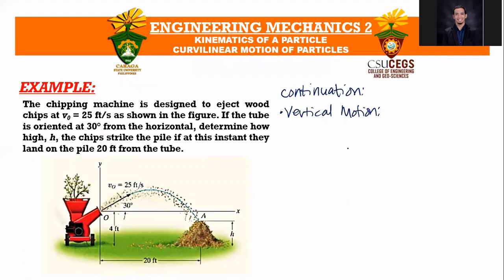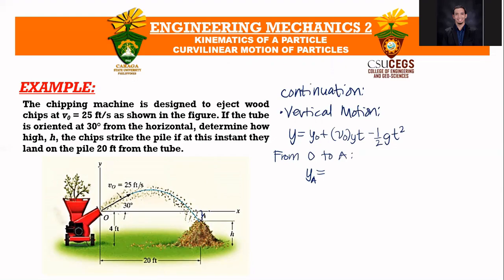So that would be y is equal to yo plus voyt minus 1/2 gt squared. So the same lang gihapon sa horizontal, that is from point O to point A. So ang walay subscript, that is your final position based on the vertical motion. So that is YA. Ang YA nato is this one.